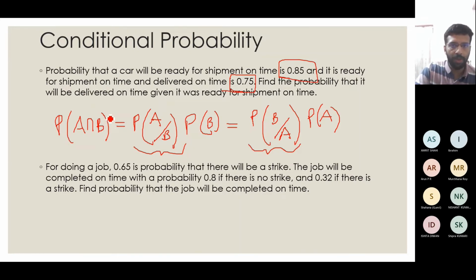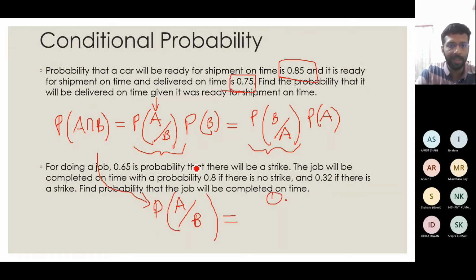So we are supposed to find out the probability of A given B here. What we have to do is change this problem to the form we want. So I am supposed to find out the probability that the car got delivered on time, provided it was made ready on time, which is the intersection case, ready as well as delivered on time, divided by the probability that it was ready on time, which is 0.85.